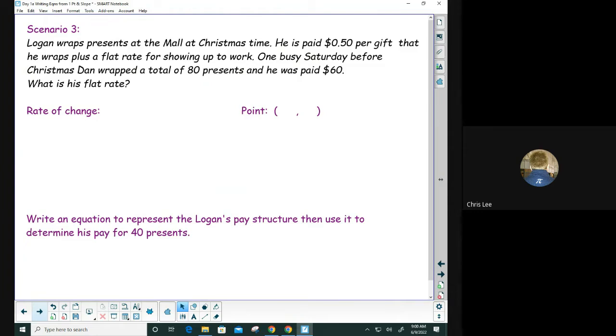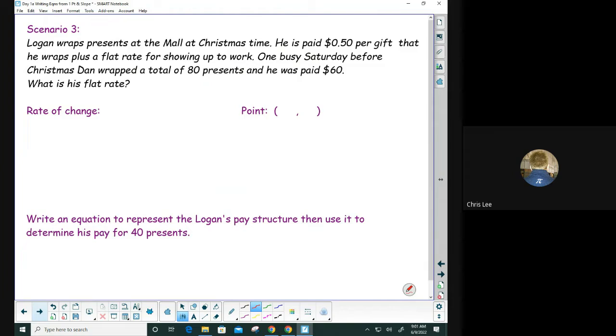Logan wraps presents at the mall at Christmas. He's paid 50 cents per gift that he wraps, plus a flat rate for showing up to work. One busy Saturday before Christmas, Logan wrapped a total of 80 presents, and he was paid $60. How much is his flat rate? So this is where the question starts to get a little bit more difficult. Our logic is a little bit harder. The numbers are a little bit different, but our algebra will always work. So we're going to use algebra to solve this.